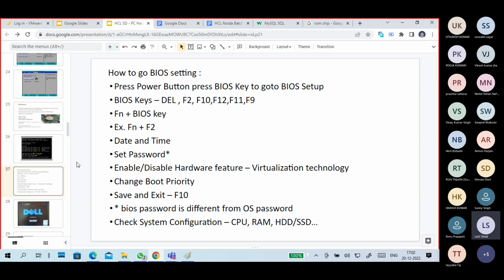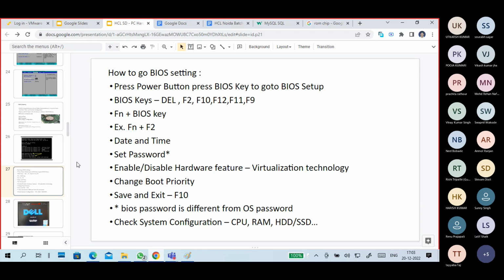Once you are in your BIOS settings, you can check your date and time, you can set a password, you can enable or disable hardware features, you can change boot priorities, and once completed, you can save and exit by pressing F10. Guys, remember again, I've written here, you can also check system configurations like CPU, RAM, hard disk or SSD, CD-ROM or DVD information.